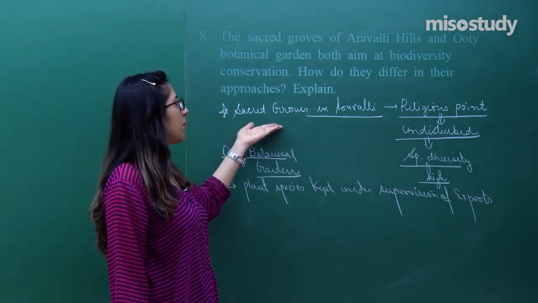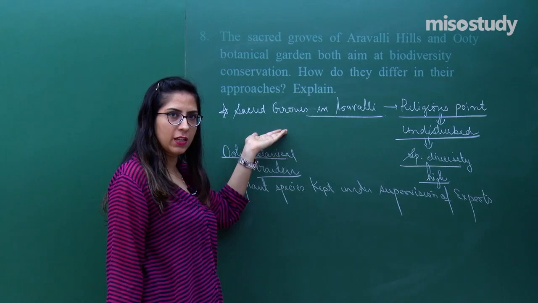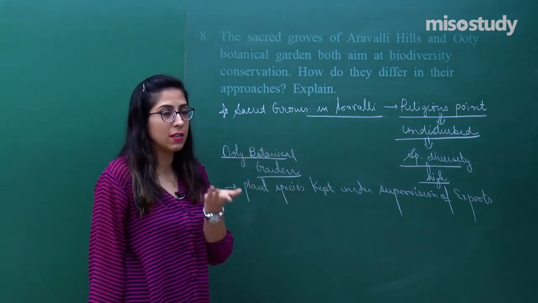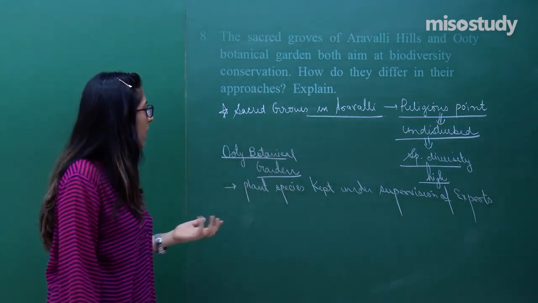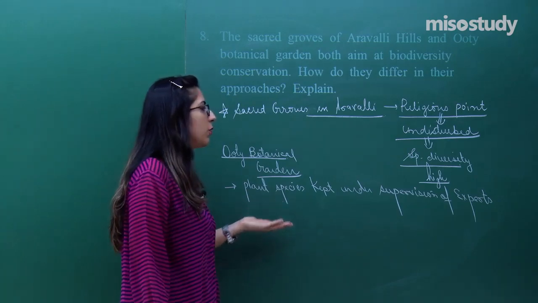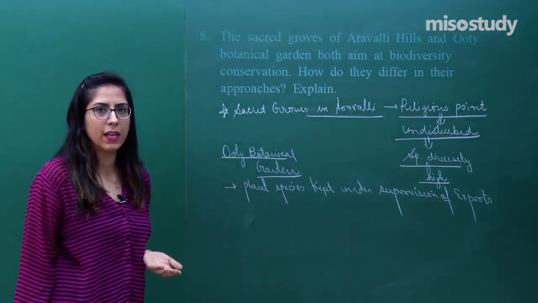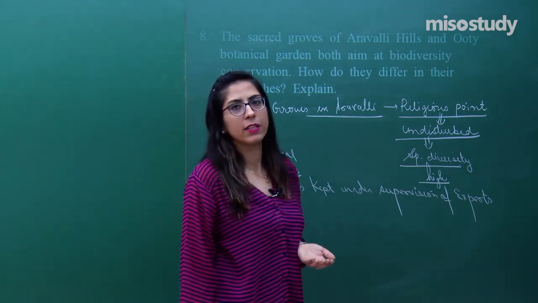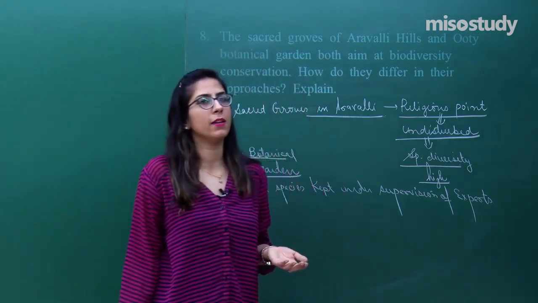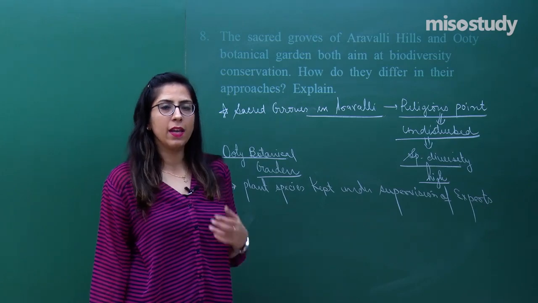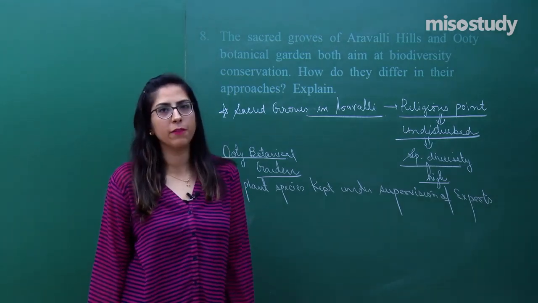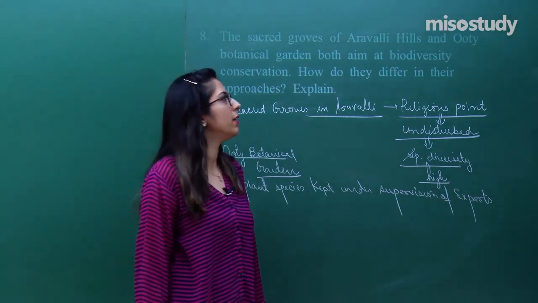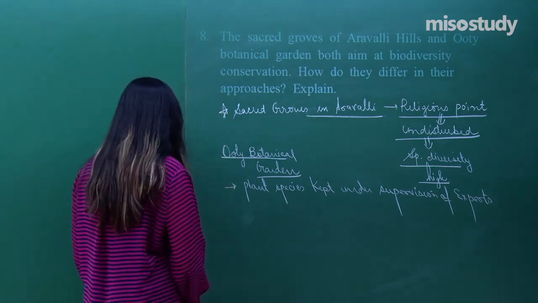So you can explain other examples of the sacred groves, because we have studied them in the sessions and you can note down from those. And the other we have is a botanical garden. In this, the plants are kept, and sometimes those plants belong to endangered categories, sometimes to vulnerable categories. They are given a suitable environment artificially and kept under supervision.